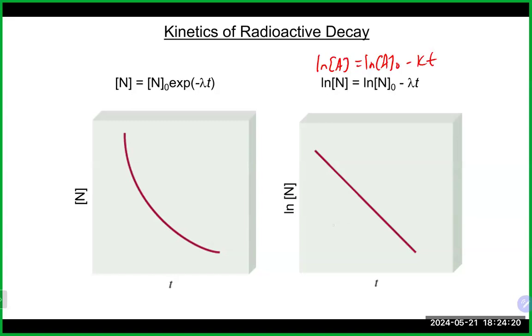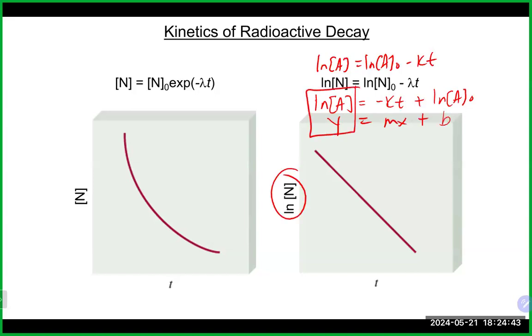This is in kinetics, as you may remember, everything's about the straight line and drawing the best fit straight line. And if you rearrange this, it looks something like this, where this is in the form of y is equal to mx plus b. So on the y there, we have the natural log of our concentration, our nuclides in this case. On x, we have time.